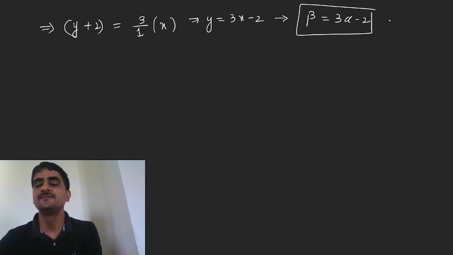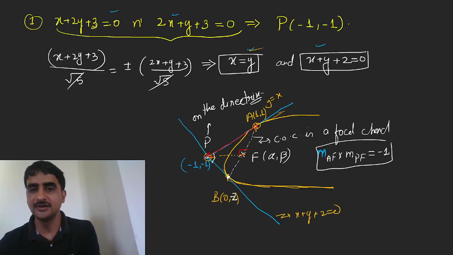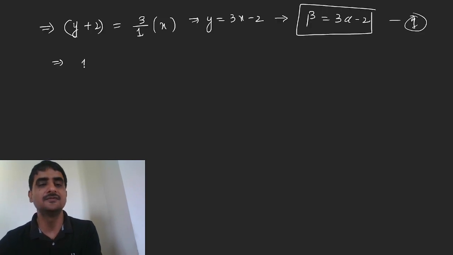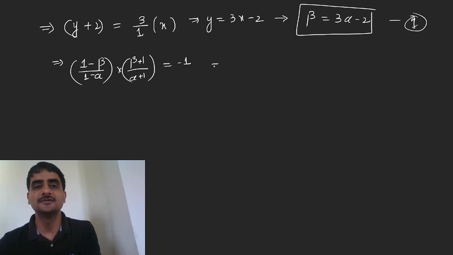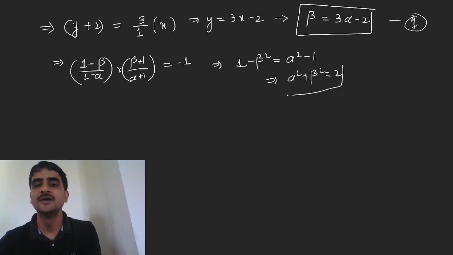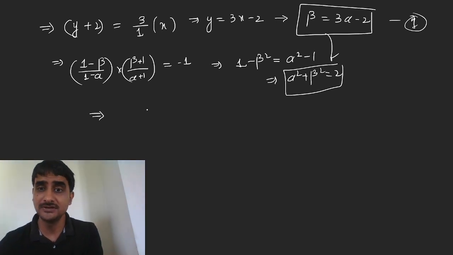That's one relation. And as I said, the other relation is of the slope, so AF is (1 - beta) upon (1 - alpha). Similarly, (beta + 1) upon (alpha + 1) is equal to -1. So 1 - beta square is equal to alpha square - 1. So alpha square + beta square is equal to 2. Now put the value of beta from here to here, solve it, you get alpha and beta.